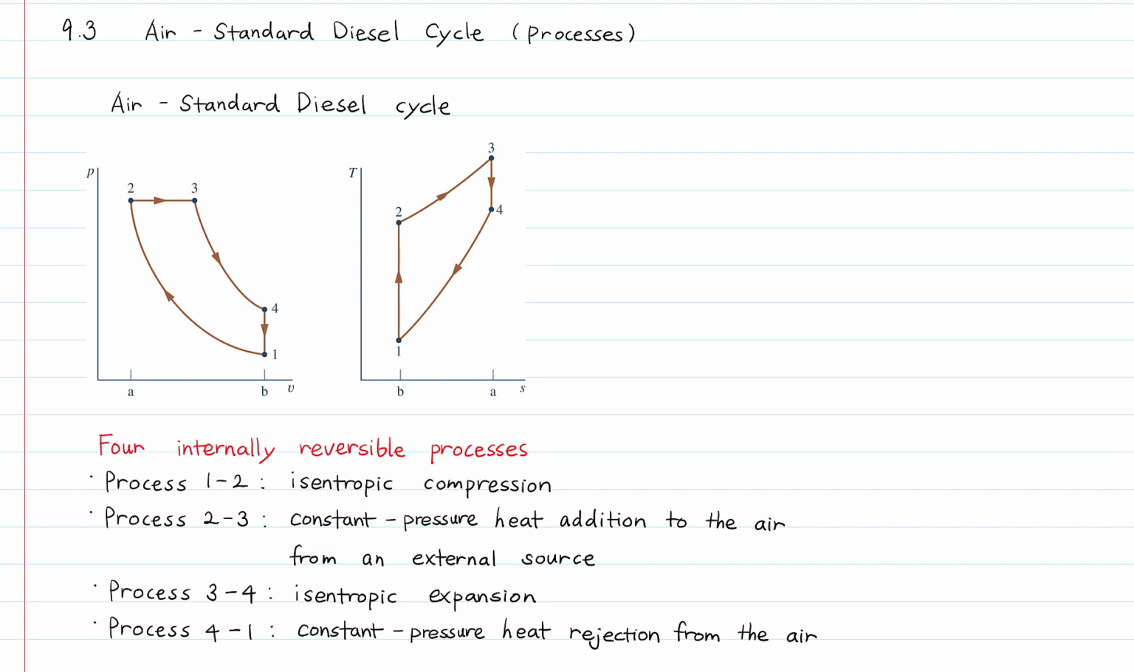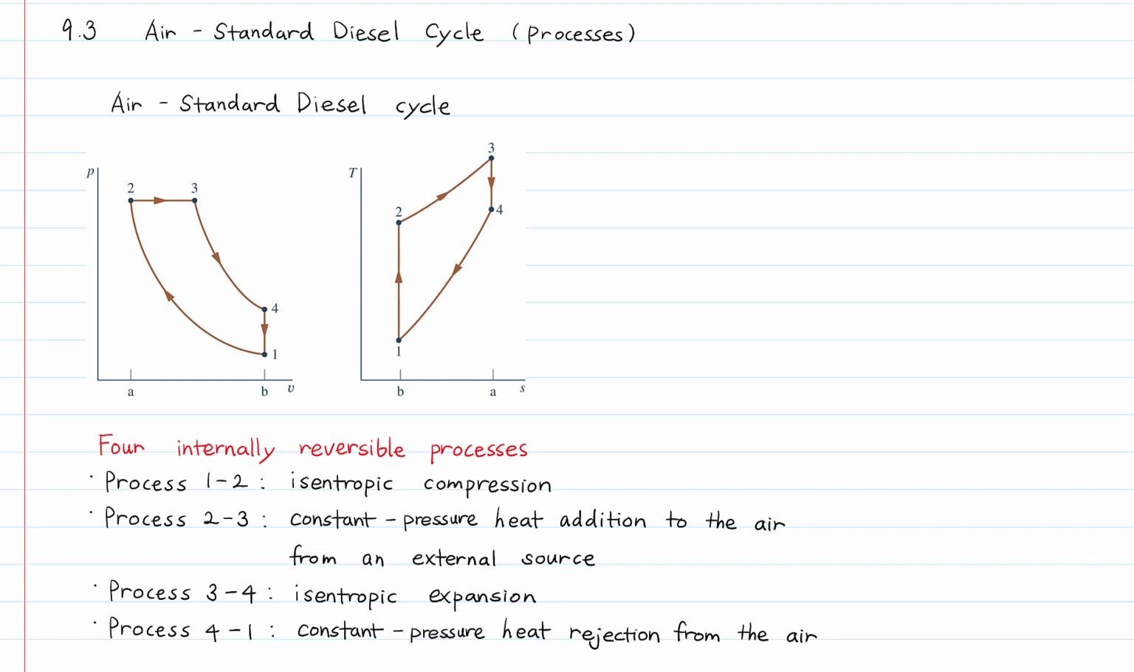In the diesel cycle, we have a high compression ratio ranging between 12 and 24. We use air standard analysis for the diesel cycle. The diesel cycle takes place in a closed system. The mass of air is fixed throughout the cycle. The cycle consists of 4 internally reversible processes.